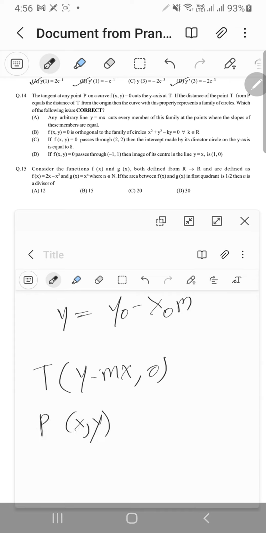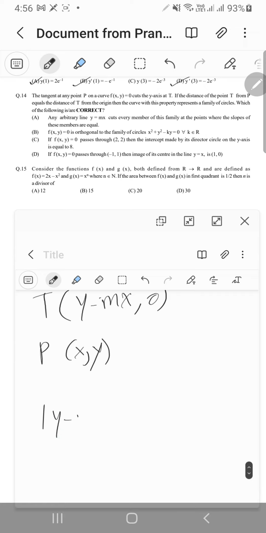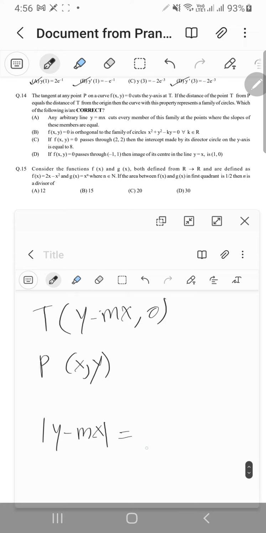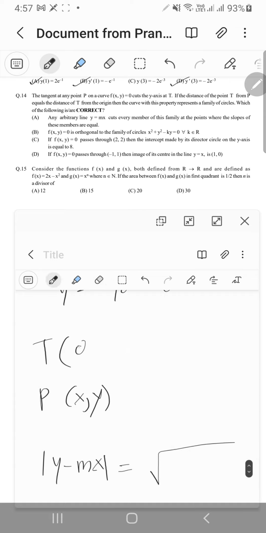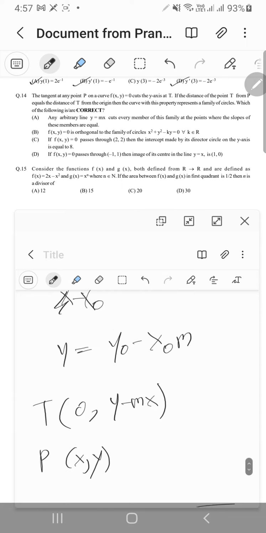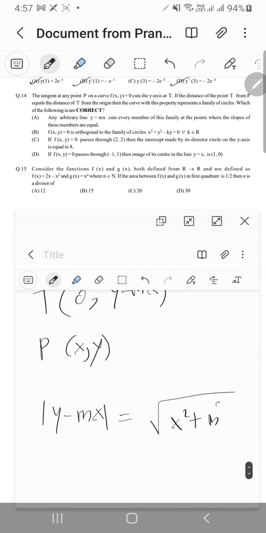If the distance of the point t from p equals the distance of t from the origin, well, distance of t from the origin is like y minus mx, that's the mod of that, and that is equal to the distance of t from p. Okay, so this thing, square root of, why are we even doing this? Oh, sorry, it should be the opposite thing. It should be like 0 comma y minus mx, because the y-intercept, right? Yes. So this would be x squared plus mx squared, like m squared x squared. Cool.